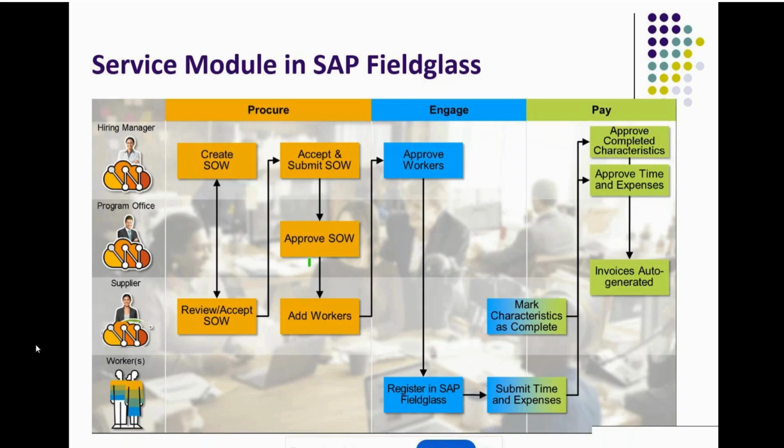So the process is first create the SOW through the hiring manager, and then it will go to suppliers, right? And you accept, and then back to the hiring manager, then go for approval, and then add worker. Okay. So this is the simplest flow diagram I can have for you. And on the left hand side, you can also see who in the organization has the authority to create or to approve these things.